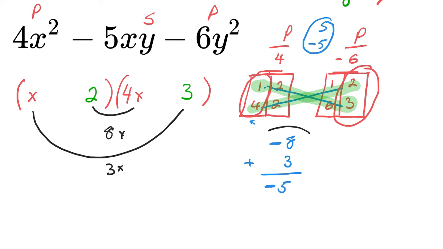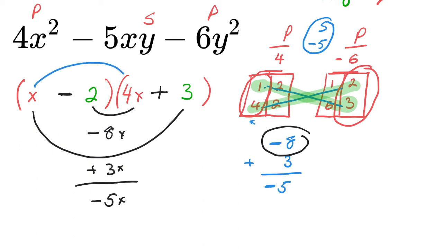We've determined that 8 must be negative, which means that your 2 is your negative value, and your 3 is your positive value. So this is negative 8 plus 3, there's your negative 5. x times 4x is 4x squared, and negative 2 times 3 is negative 6.